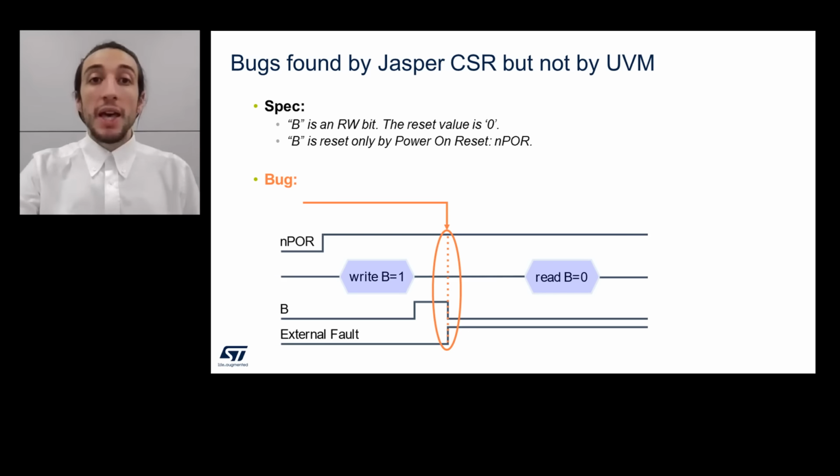This bug might potentially have been found with UVM, but to do so, we would first need not only to describe the register map and the serial interface, but also to describe the fault behavior in UVM and stimulate the faults, which would require even more time. Jasper instead found this bug right away.